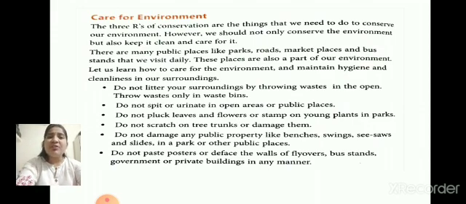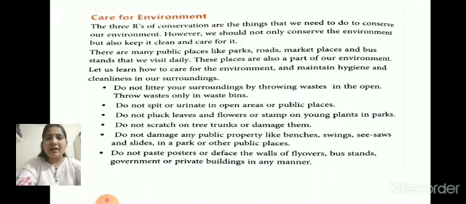Do not spit on or urinate in open areas or public places. People are spitting, yes, in open or public places. So warn them, they can't spit anywhere or urinate also. So we have public bathrooms also, so they have to urinate in that place, not anywhere.